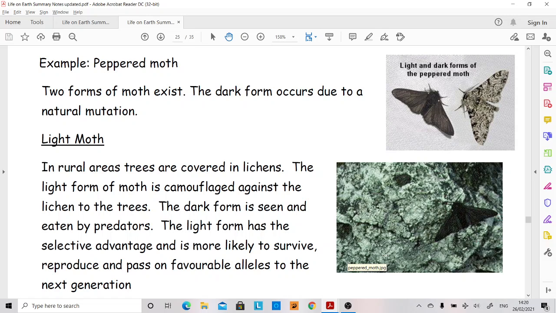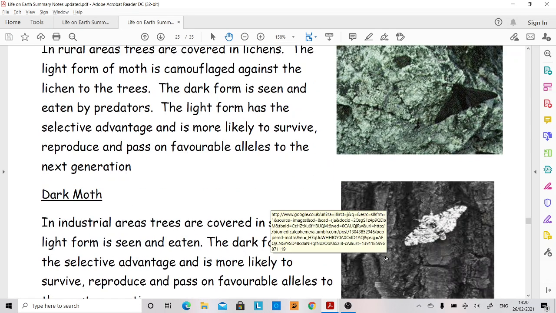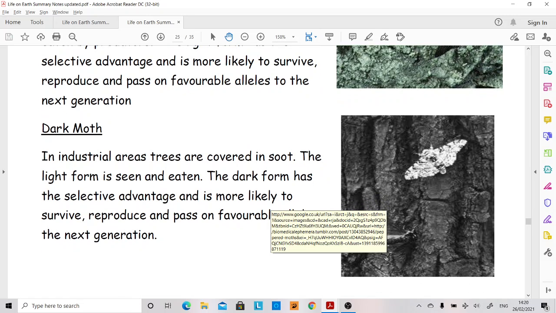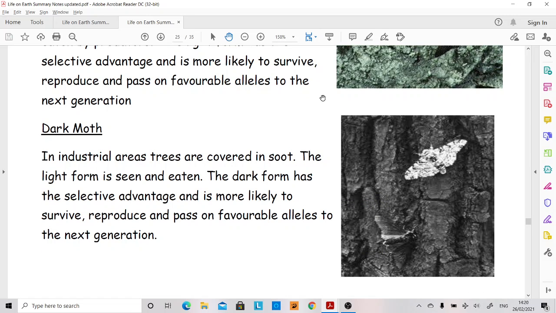When the Industrial Revolution came along, the environment very rapidly changed in areas of high industrial activity. First of all, sulfur dioxide from factories killed off the lichens, and then the trees got covered in soot. So now the trees were black, and the opposite situation developed for the moths.